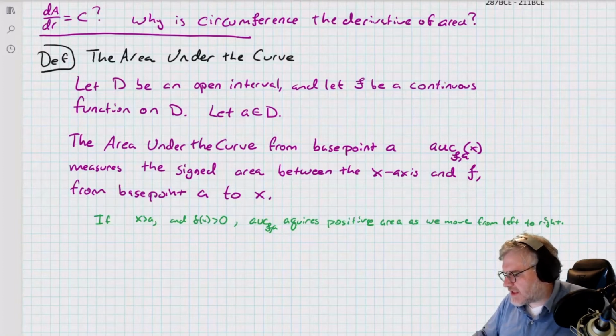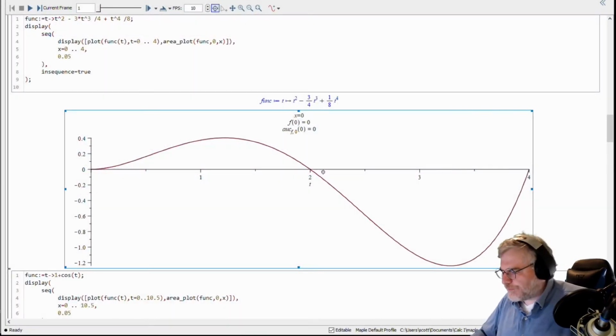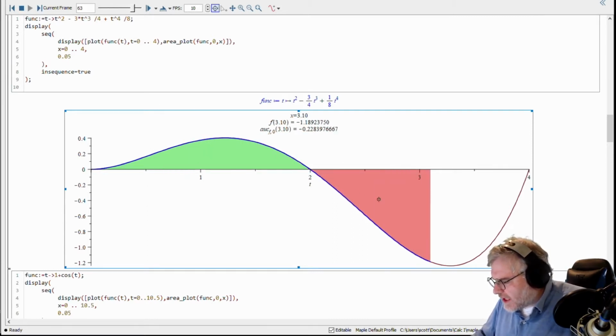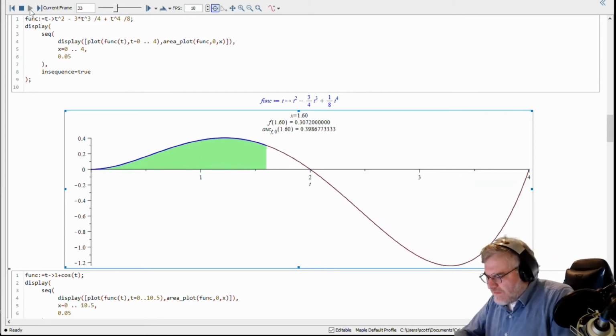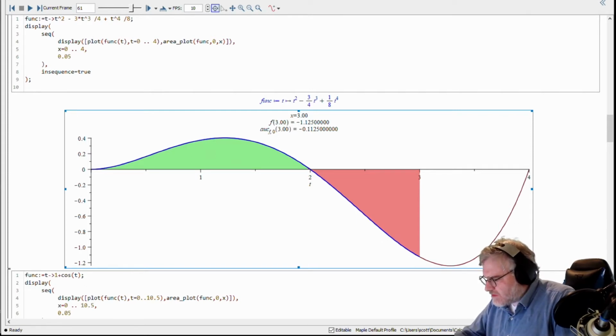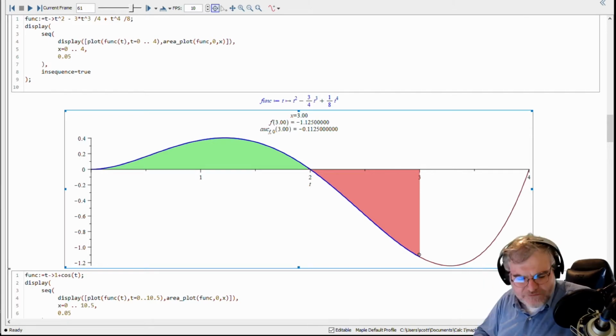Now, here's a slightly different function. Here I'm going to acquire positive area as well, but only for a while, because look what happens right when I get to 2. I start acquiring negative area. Ignore this little bit right here; that's not supposed to be negative area. That's an artifact of the animation. I'm acquiring positive area when f is positive. But as I move to the right, here my f is below the axis. This is f of x equals x squared minus 3/4 x cubed plus 1/8 x to the fourth. And as I move to the right, notice that I'm now acquiring negative area because I'm below the axis. So 1 to 5, how do we feel about that?